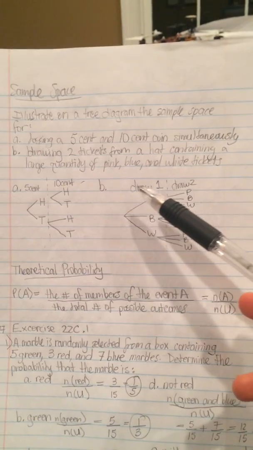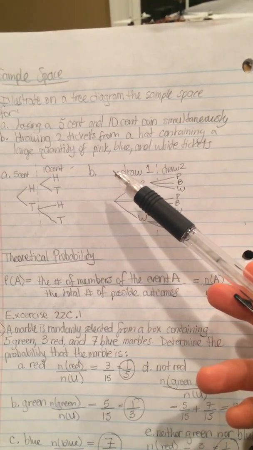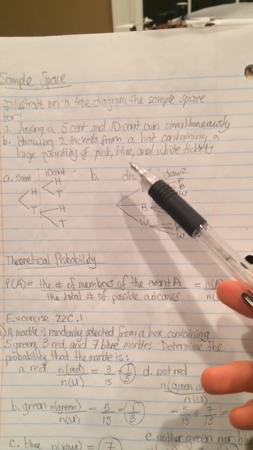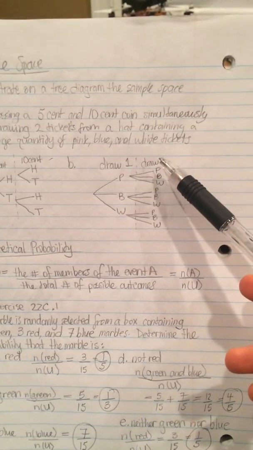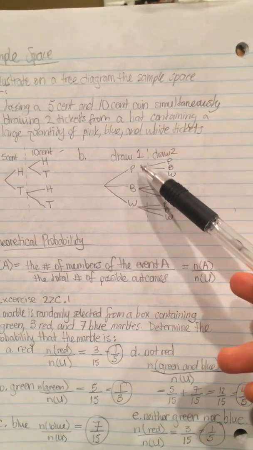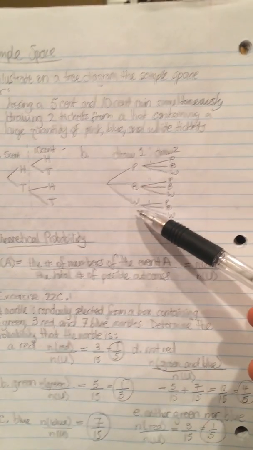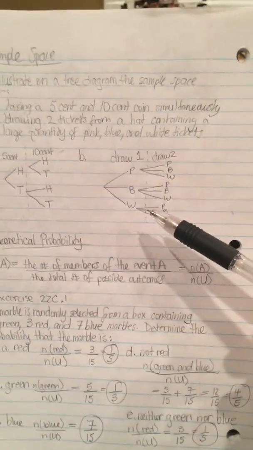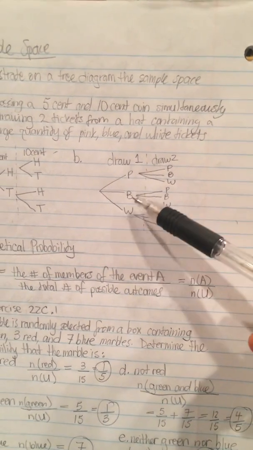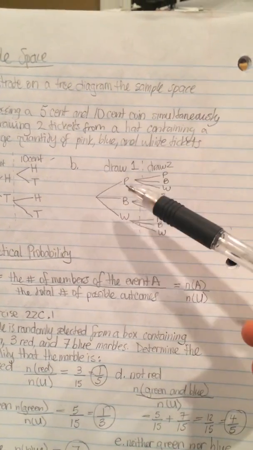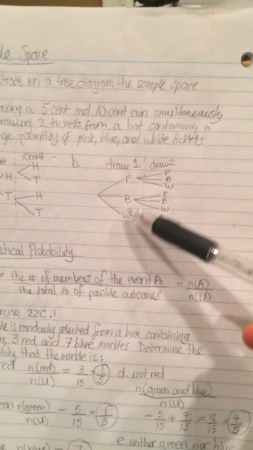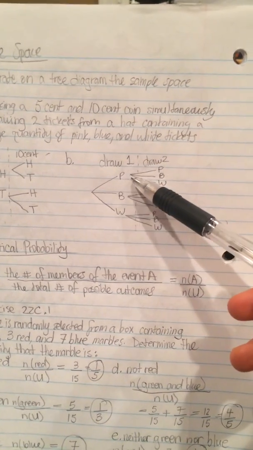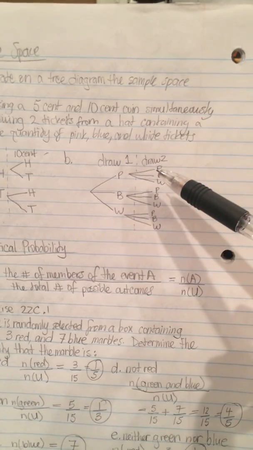And then for the second one, drawing 2 tickets from a hat containing a large quantity of pink, blue, and white tickets, this shows that on draw 1, you can draw pink, blue, or white. And then on draw 2, you can draw pink, blue, or white. Now, these are very simplistic tree diagrams. Normally, when you get a harder problem, you can still have the P, B, and W there if you want for easier reference, but you can also put the actual fraction, and you can use these to calculate fractions.